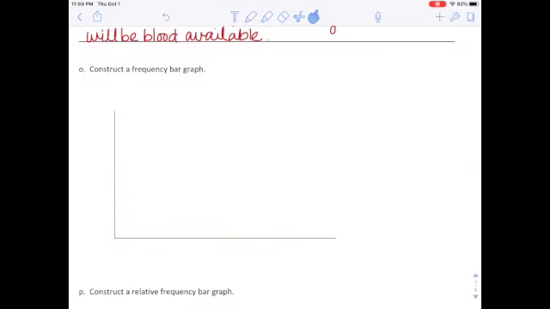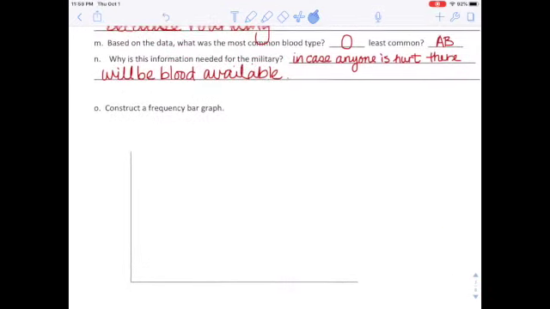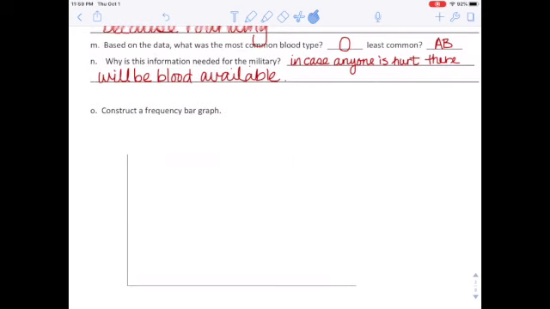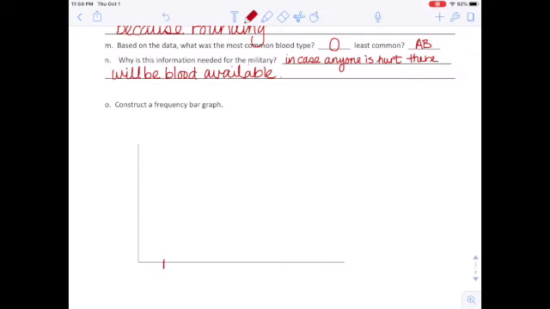Let's go back to construct a frequency bar graph. To construct a frequency bar graph, I'm going to say this is my A, and I'm going to have space. This is my B, and this is AB, and this is going to be my O. Now, right here, I'm going to mark it. I have the highest number, 8. 1, 2, 3, 4, 5, 6, 7, 8.